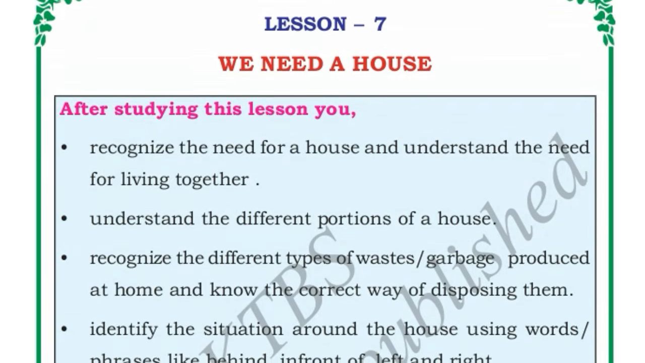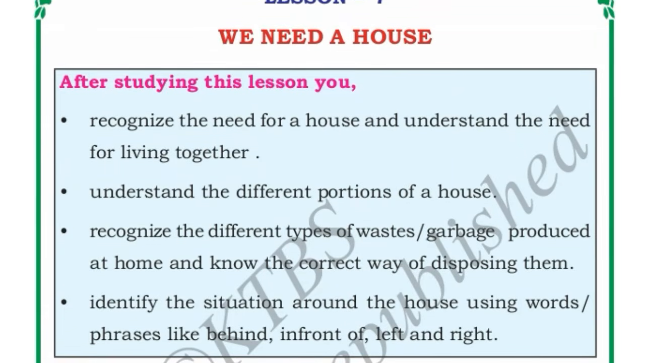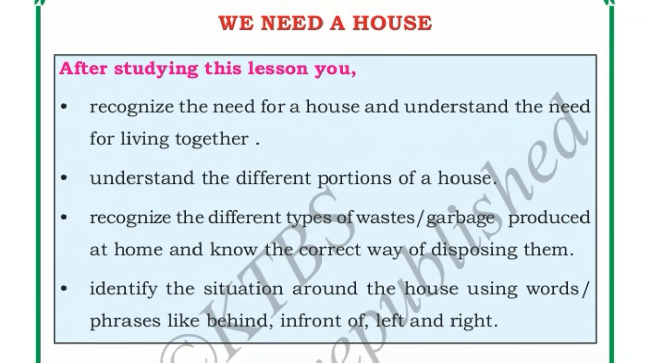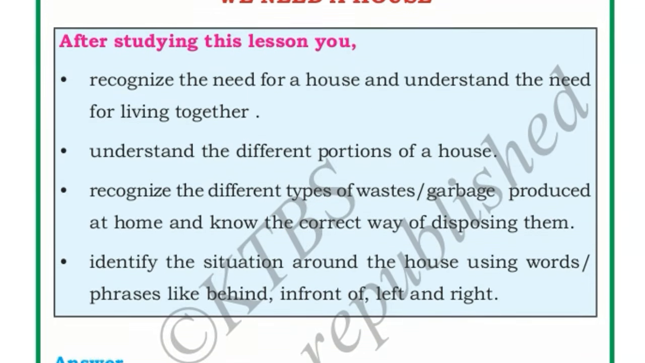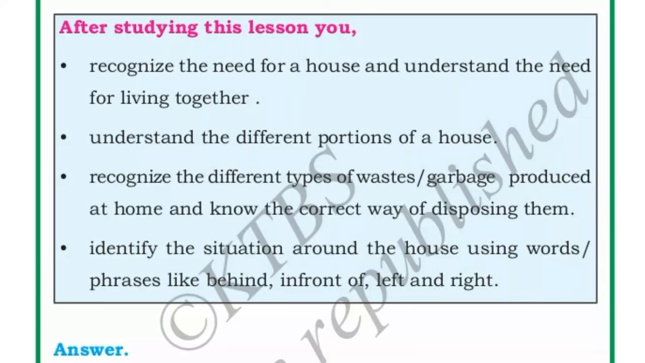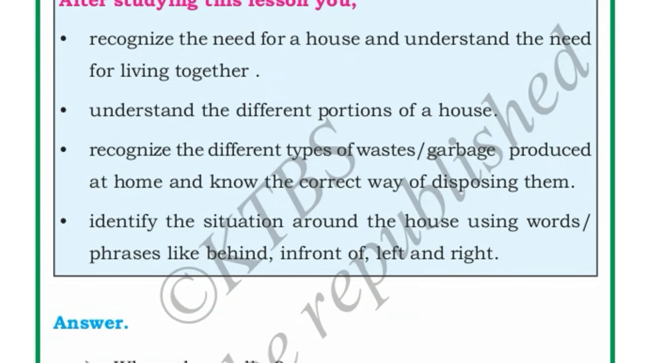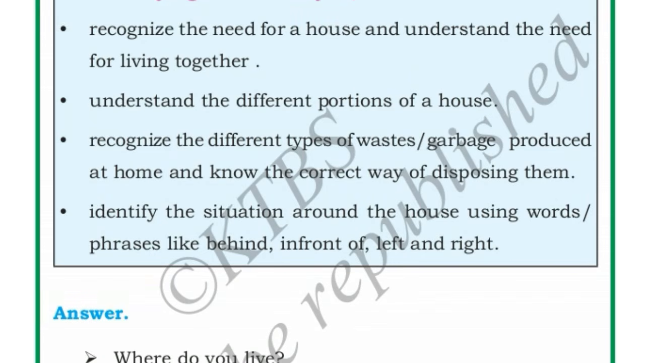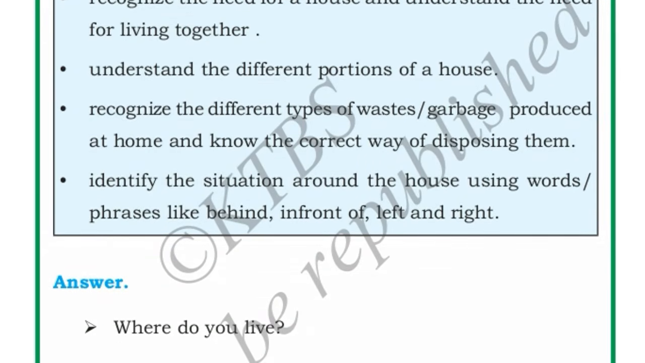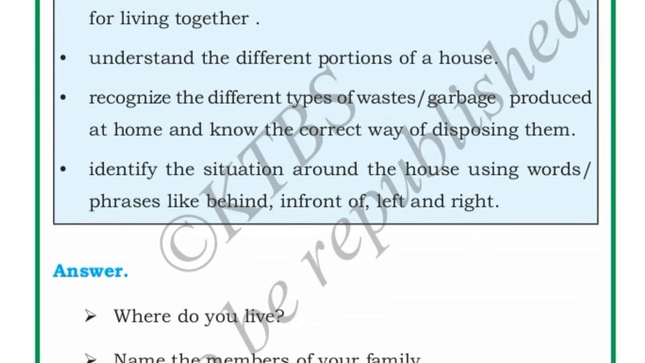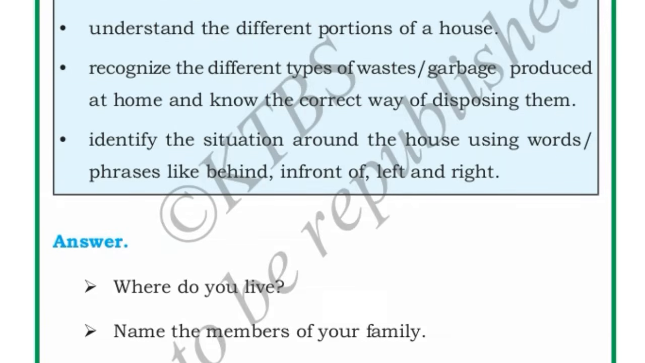In this video, we will study lesson number 7 of grade 2, that is, we need a house. In this lesson, we will recognize the need of a house and understand the need of living together. We will also understand the different portions of a house, and we will recognize the different types of waste and garbage produced at home, and we will know the correct way of disposing them. And we will identify the situation around our house, and also we will study about the house in which we live.